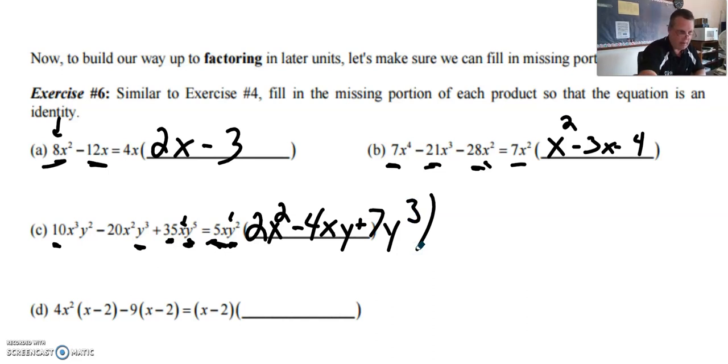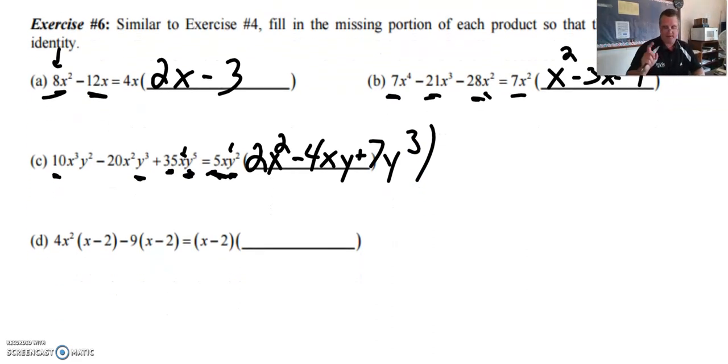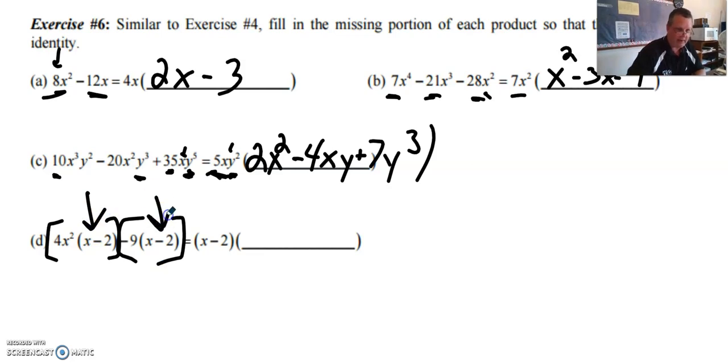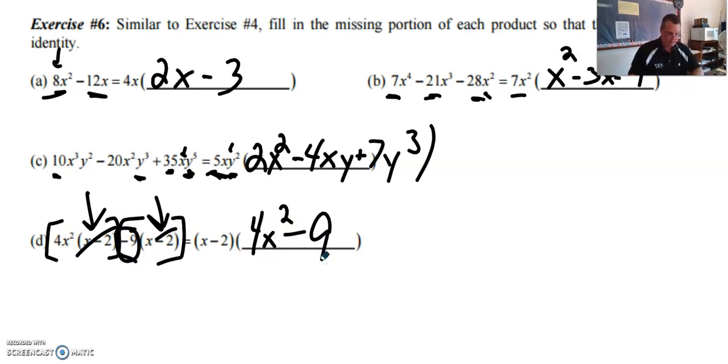And then the last one is kind of like a factor by grouping, which we're going to learn about. Hypothetically, this is the first term. This is the second term. You see what I'm taking out is that x minus 2. So I'm taking out an x minus 2. If it's gone there, I'm left with a 4x squared. I still have this part here in the second one, which is your minus 9. 4x squared minus 9.